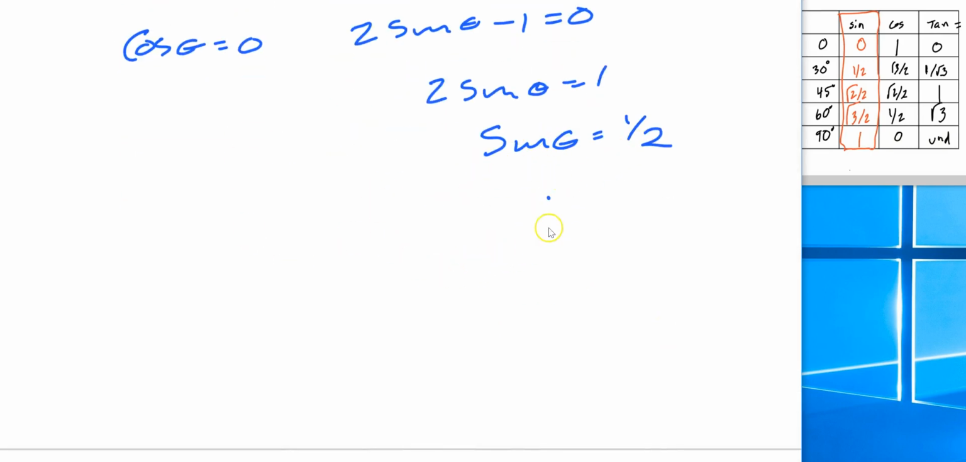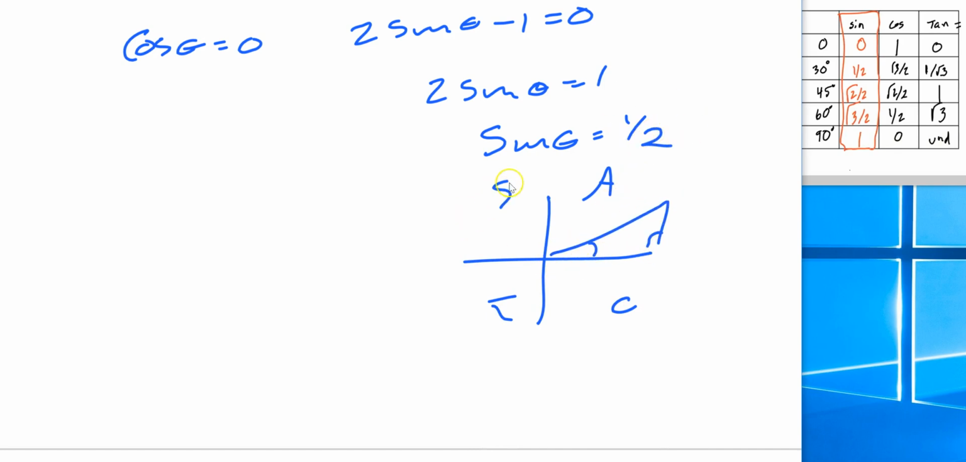Where does sine theta go 1/2 at? Let's do All Students Take Calculus. Notice this is positive. So I'm going to be at A for positive, right? All. And then I'm going to be at S because we're talking about sine. If it was negative, it would be down here.